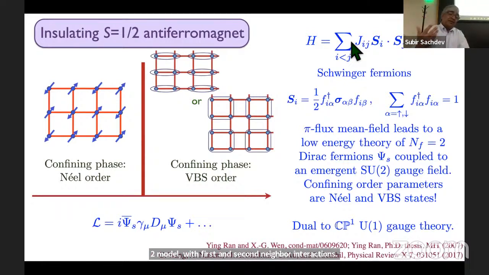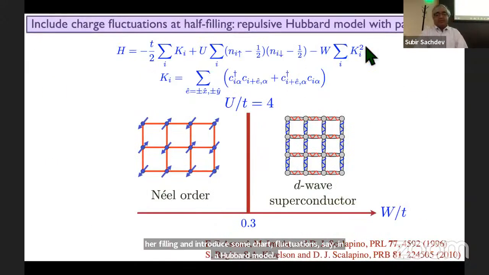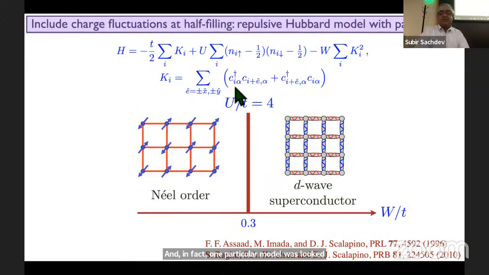And we're going to ask, are there any other possibilities by putting in some charge fluctuations? Right now, the charge is completely quenched. Let's just stick to half filling and introduce some charge fluctuations, say in a Hubbard model. In fact, one particular model was looked at by Assaad et al. This is a Hubbard model with some new term they call W. There are still some issues with this particular analysis, but what they showed, at least in principle, is that there could be another phase, which they found to be the d-wave superconductor.